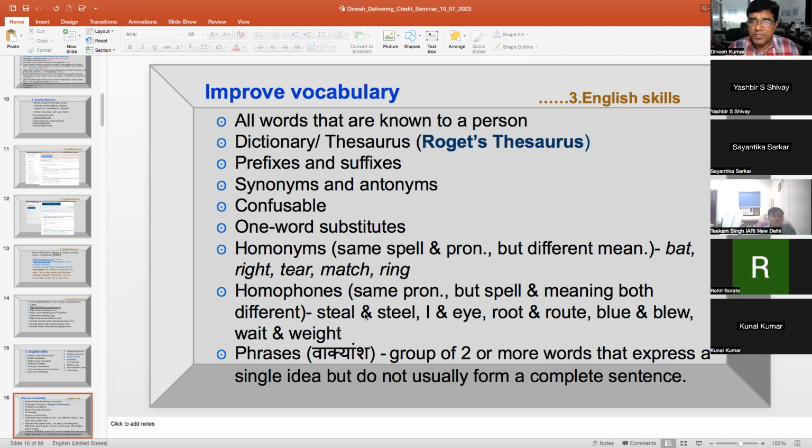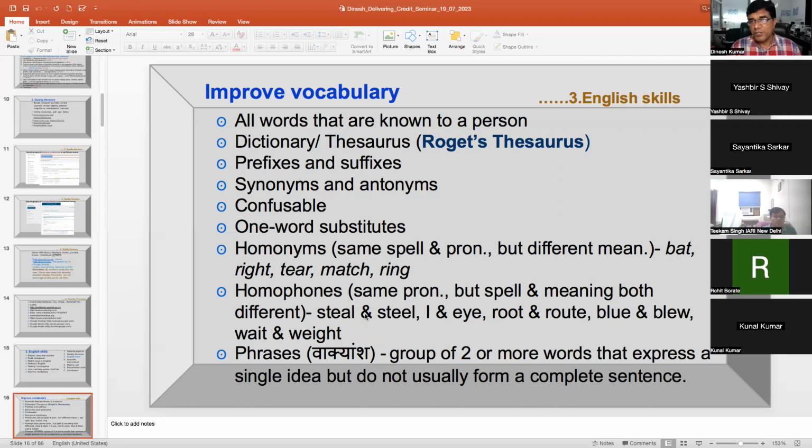There are a variety of words that can be used which are similar. So many times we are not able to choose the appropriate word, but this thesaurus will help us to choose the appropriate word at a particular place. Then certain prefixes and suffixes can be used to learn English. You know, there are many prefixes that can help you to learn new words.